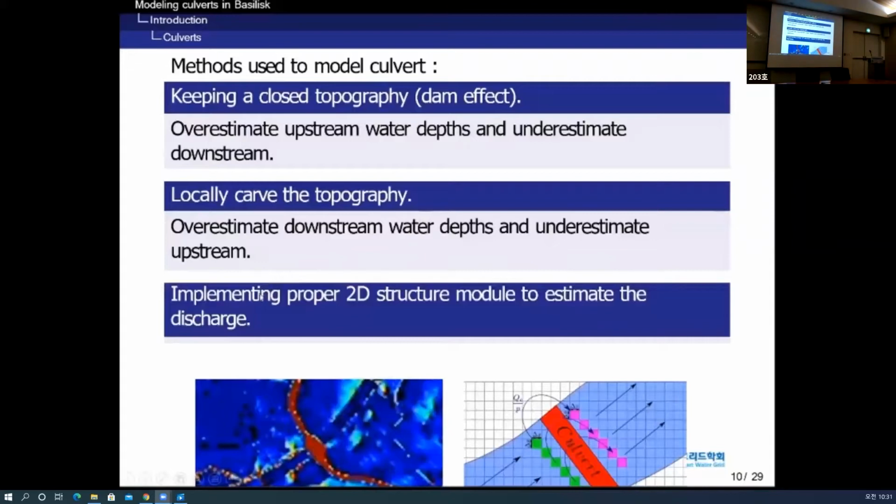Lastly, we can choose to implement a proper structure model in order to approximate the discharge that will pass from the upstream to the downstream of the culvert, with equations that are related to the real behavior of the culvert.